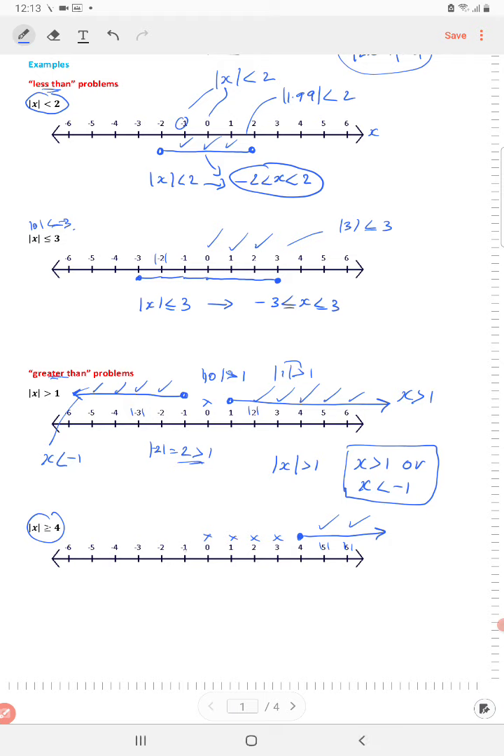In the other direction, absolute value minus 1 is 1, which is not greater than 4. Absolute value minus 2 is 2, not greater than 4. Absolute value minus 3 is 3, no. But absolute value minus 4 is 4, which equals 4, which is okay. And then absolute value minus 5 is 5, which is greater than 4. And also for minus 6. So if your question is |x| ≥ 4, the solution is x is greater than or equal to 4 or x less than or equal to minus 4.